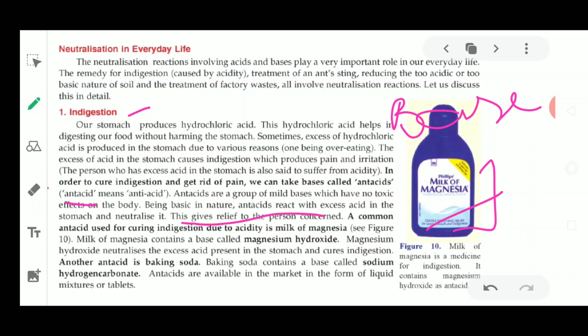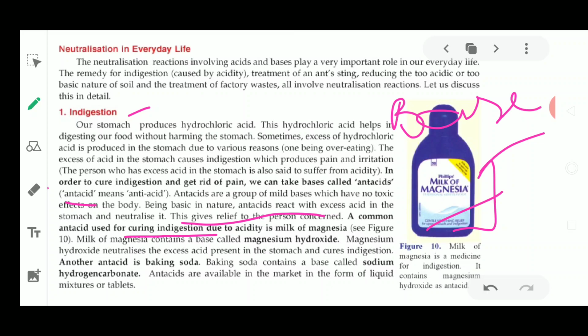A common antacid which is used for curing indigestion or acidity is milk of magnesia, which is given here in this diagram. Magnesium hydroxide neutralizes the excess acid present in the stomach which is causing indigestion, which is being cured with the help of this milk of magnesia.